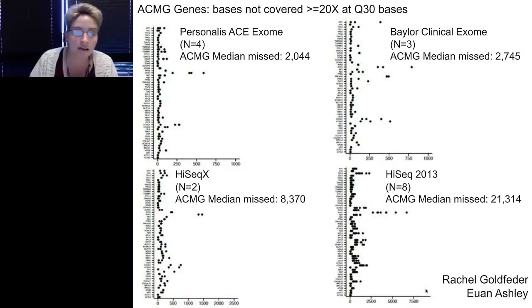This is sort of another way of looking at this problem, and this is data that we've gotten from Rachel Goldfeder in Euan and Ashley's lab, where she's been really specifically looking at the ACMG genes. So this is a list of genes for which the ACMG recommends reporting secondary findings when you're doing an exome analysis on a patient. And so these are considered very important medical genes, and so you would want to make sure that you have very good coverage of these genes. And so what we show here is a Personalis ACE exome and a Baylor ACE exome, as well as two different whole genome analyses. And what you can see is that as you go down this list, the number of bases that might be missed in these assays continues to grow.